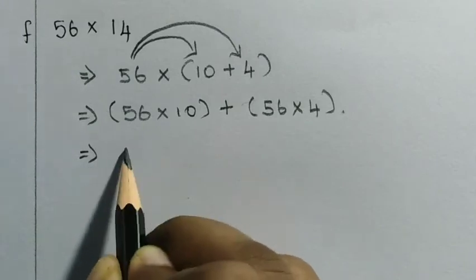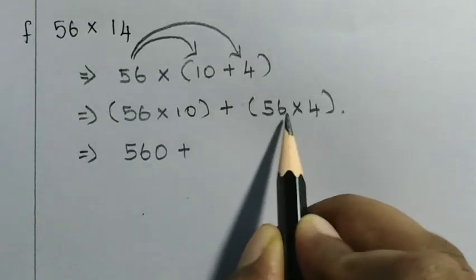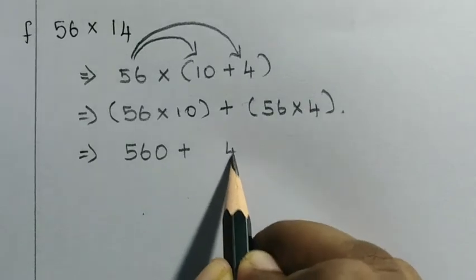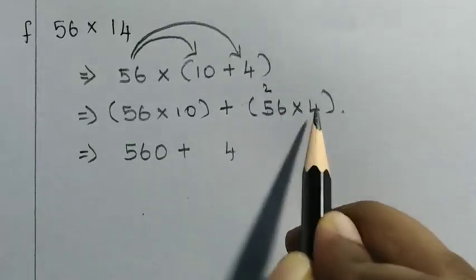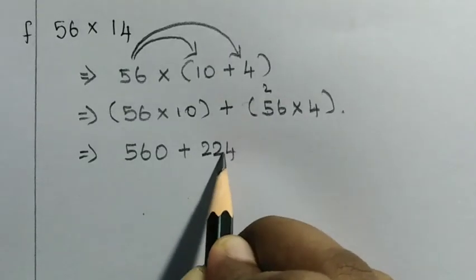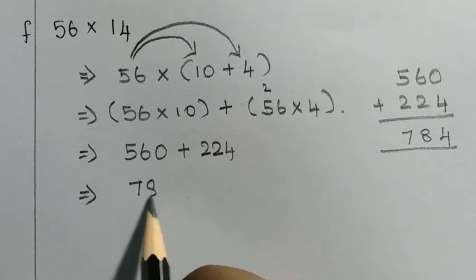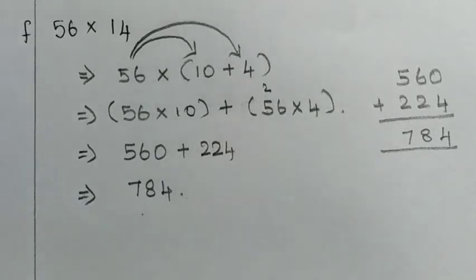Now 56 tens are 560. 56 fours: 6 fours are 24, 5 fours are 20 plus 2 is 22. So the answer is 784.